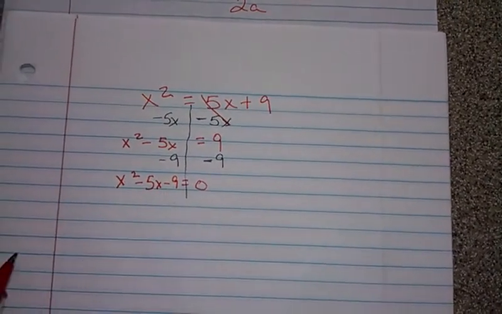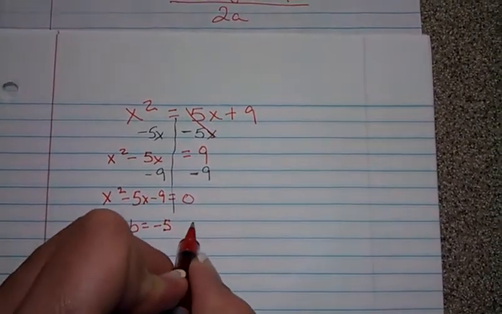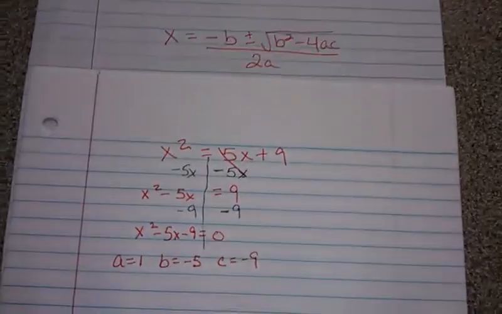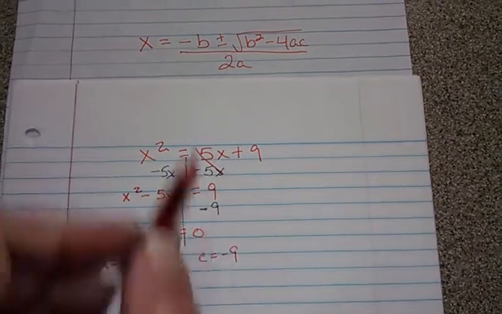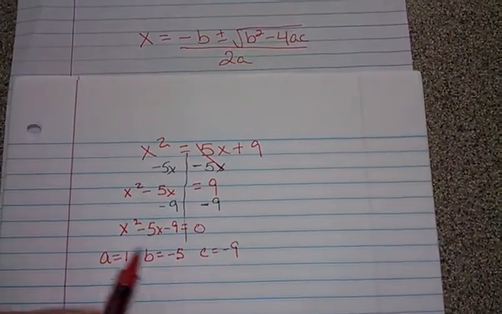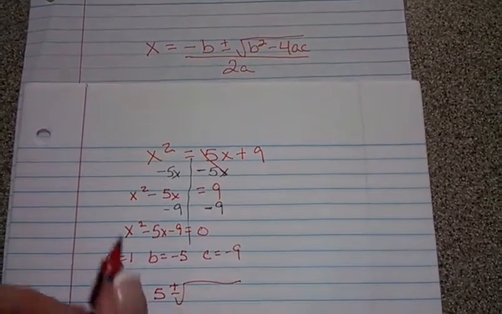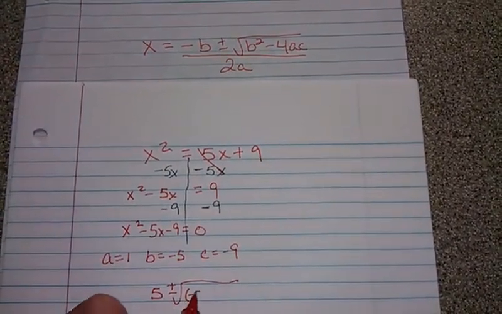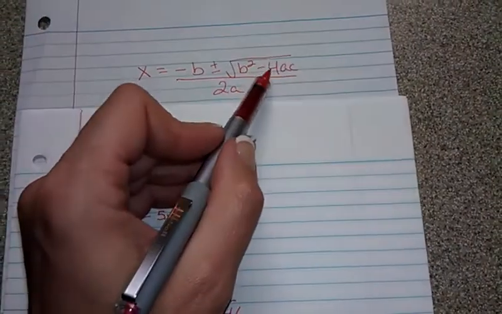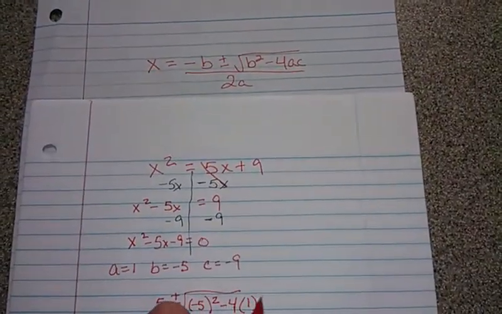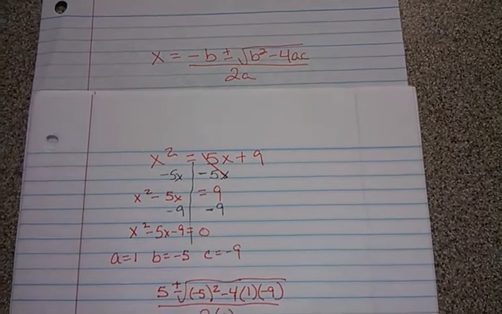Well, now this is all in standard form. I have a is 1, b is negative 5, c is negative 9. Now I'm going to take this information and put it into the quadratic formula. So I have the opposite of b. b is negative 5, the opposite is positive 5, plus or minus the square root. It says b squared, negative 5 squared, minus 4, remember 4 is always in the formula, times a is 1, and c is negative 9. All over 2 times a.